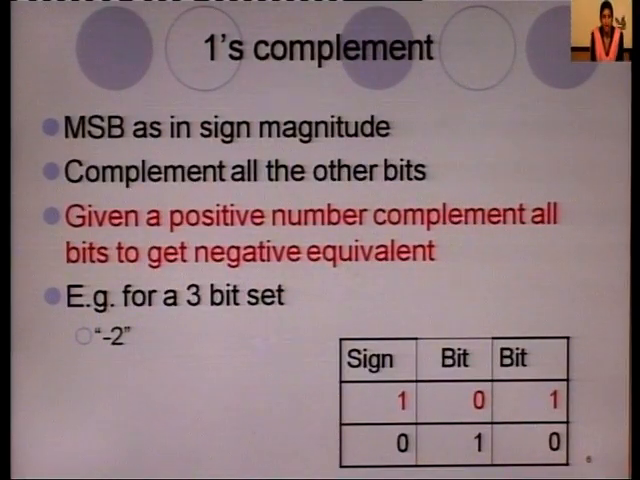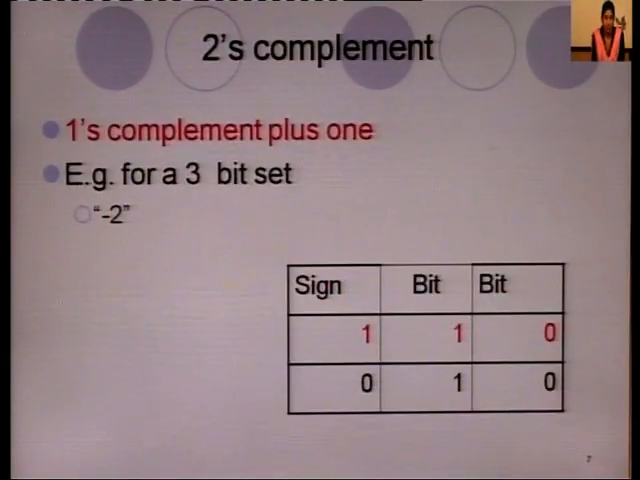Ones complement: the MSB is as in sign magnitude, and we complement all other bits. In the ones complement method, we complement all the values. Complement means we invert all the values, converting 0 to 1 and 1 to 0. Given a positive number, complement all bits to get the negative equivalent. And in twos complement, first we take the ones complement of the string and then add 1 to the ones complement.